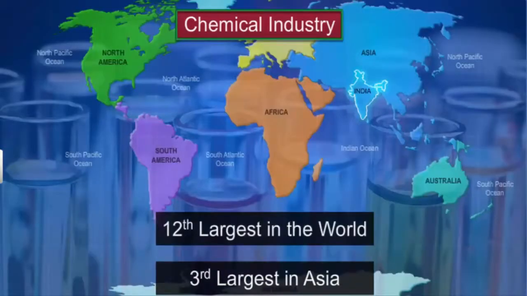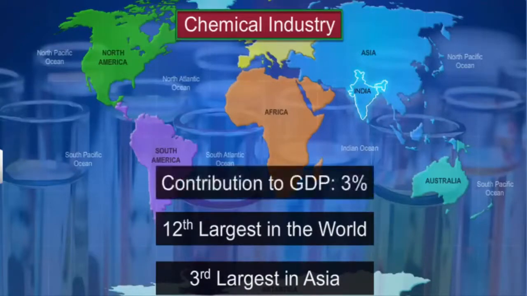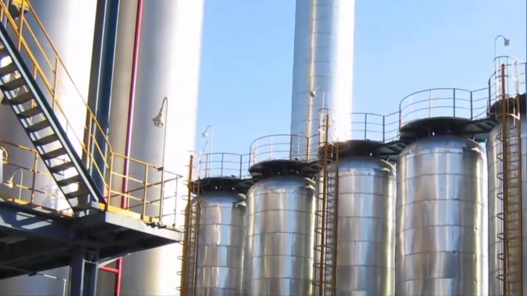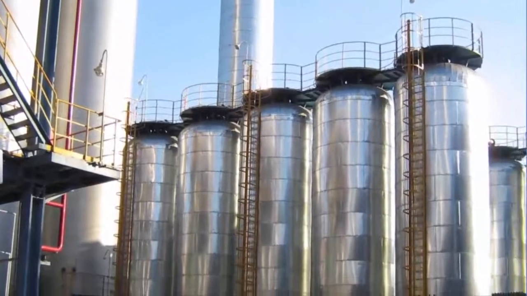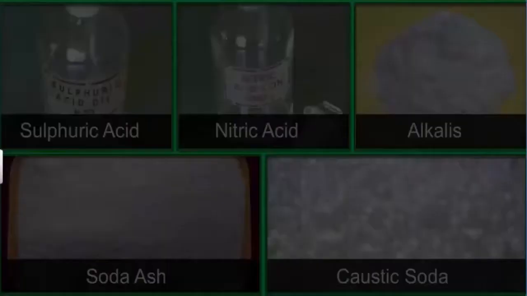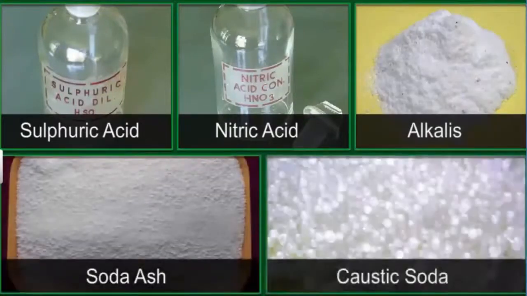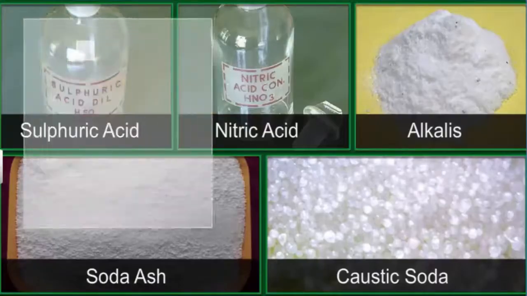The Indian chemical industry is the 3rd largest in Asia and the 12th largest in the world. The Indian chemical industry contributes 3% to our national GDP. There are a large number of big and small manufacturing units engaged in the production of inorganic and organic chemicals all over India. The main inorganic chemicals produced in India include sulfuric acid, nitric acid, alkalis, soda ash and caustic soda. The chemical industry is the largest consumer of its own products. Basic chemicals produced by one company act as raw material for another that produces industrial chemicals.